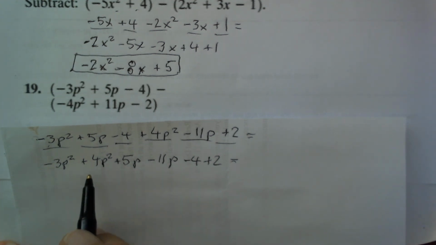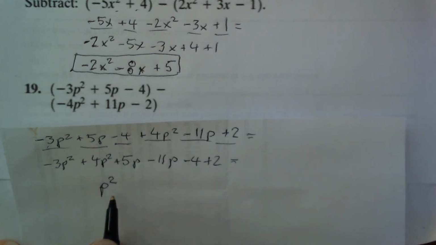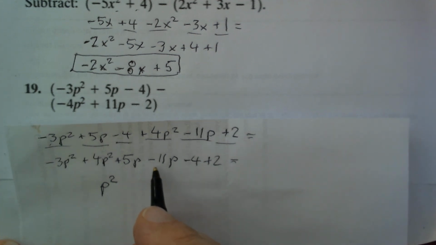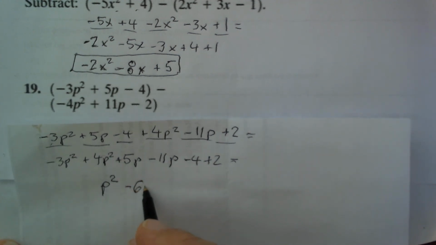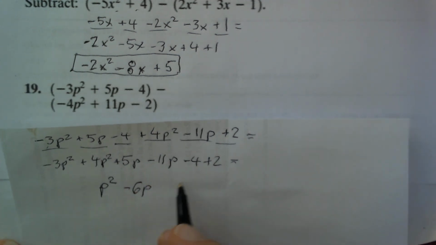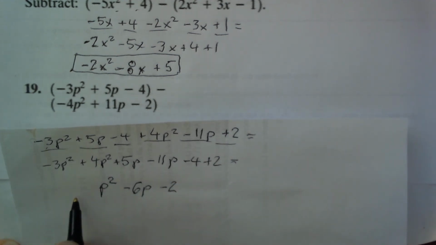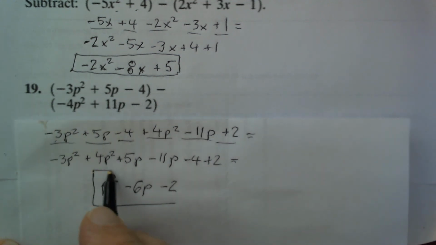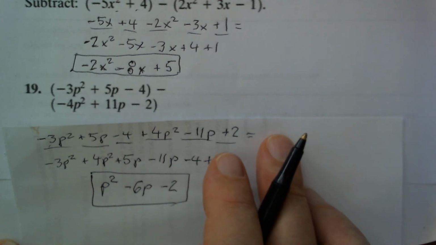So now we have minus 3p squared plus 4p squared. So that would be 4 minus 3, which is 1. And 1p squared we simply write as p squared. We don't write 1p squared. It's understood as a 1 as a coefficient. And then 5p minus 11p. Well, 5 minus 11 is minus 6, minus 6p. And minus 4 plus 2 is simply minus 2, or negative 2. So that would be our final answer for combining these two polynomials, or subtracting these two polynomials.